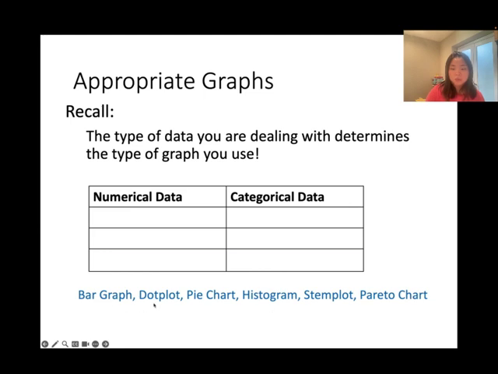The bar graph, dot plot, pie chart, histogram, stem plot, and the Pareto chart. I give you a moment to fill it in here. Which graph belongs to the numerical data? Which graph belongs to the categorical data?